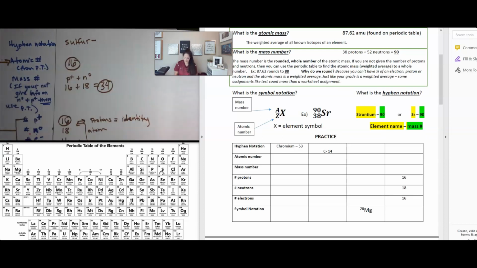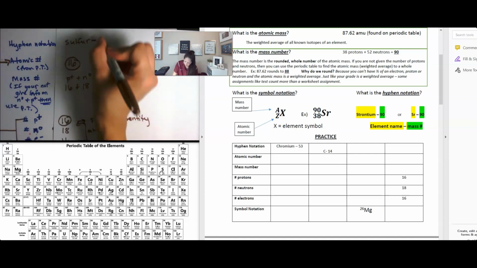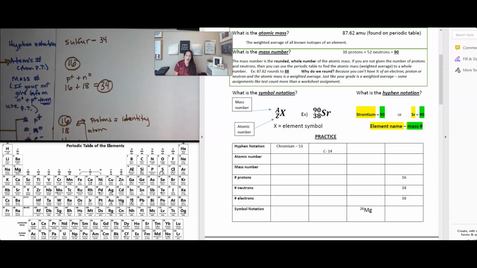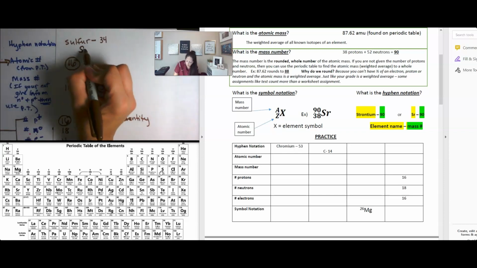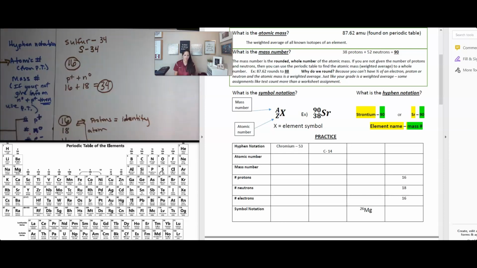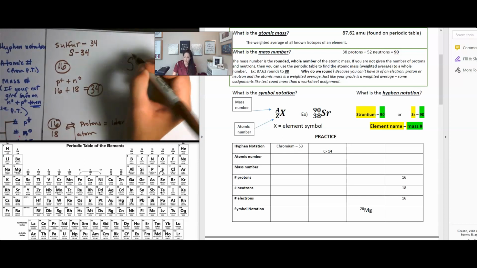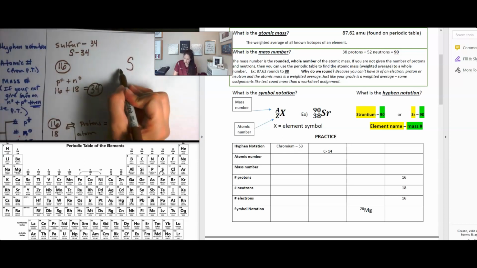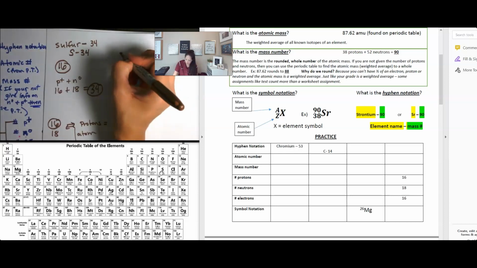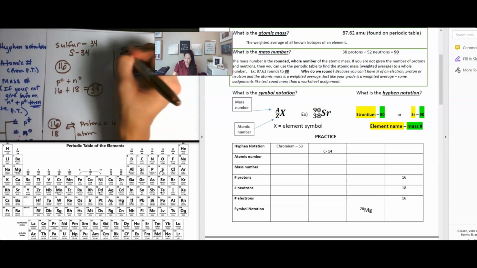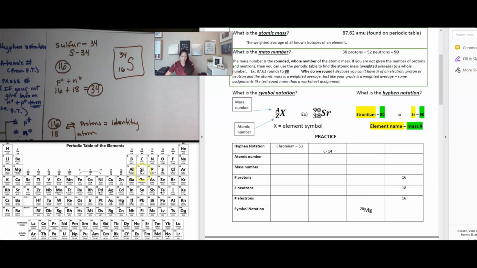Our atomic number is 16. So we're going to come here, and we have all the information we need, so we can put the 34 up here: sulfur-34, or use the symbol -34. And the last thing we need to do is the symbol notation. So the big S goes in the center, capitalized. On the bottom, you're going to have your atomic number, and on the top will be your mass number. So that would be your symbol notation.